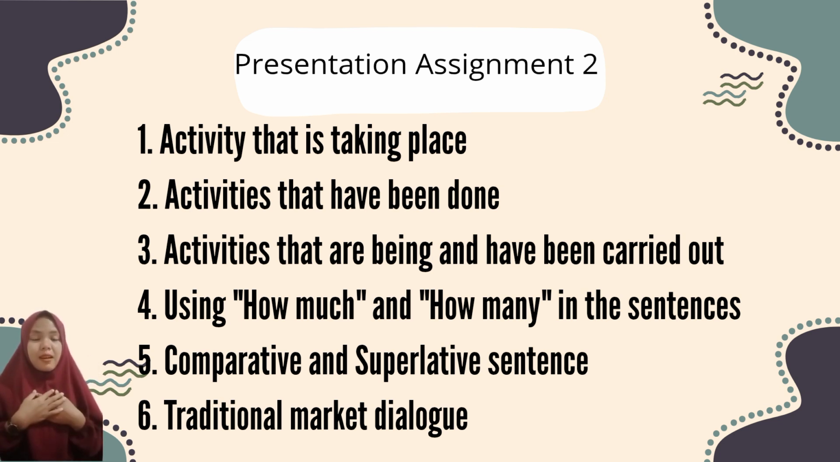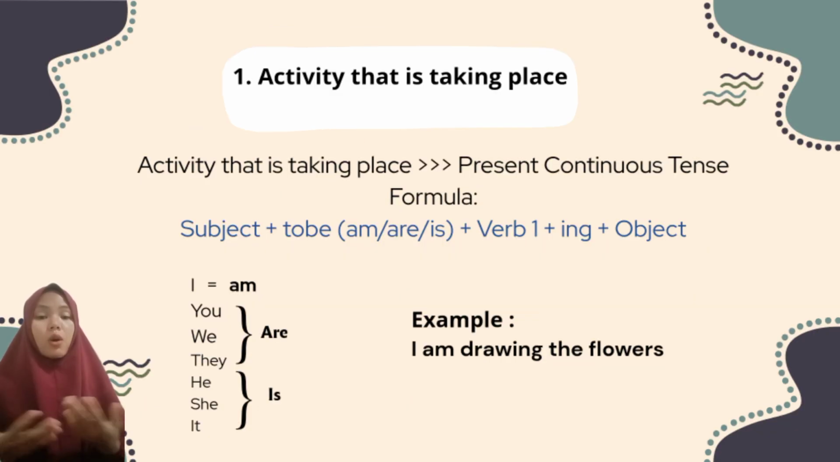I'm Rista Amelia. On this occasion, I want to explain about: first, activity that is taking place. Second, activities that have been done. Third, activities that are being and have been carried out. Fourth, using how much and how many in the sentences. Fifth, comparative and superlative sentence. Sixth, traditional market dialogues. Okay, let's go straight to the explanation.